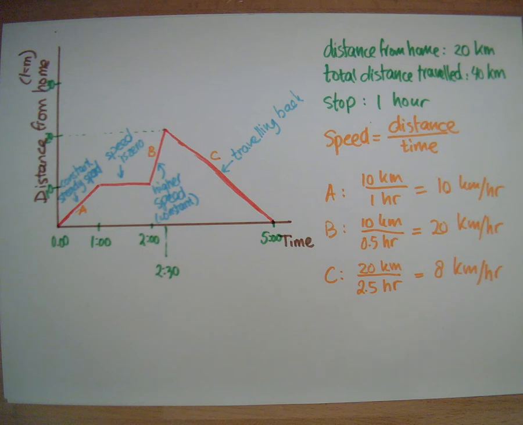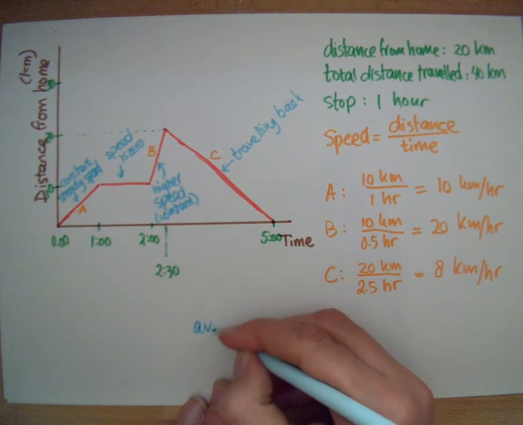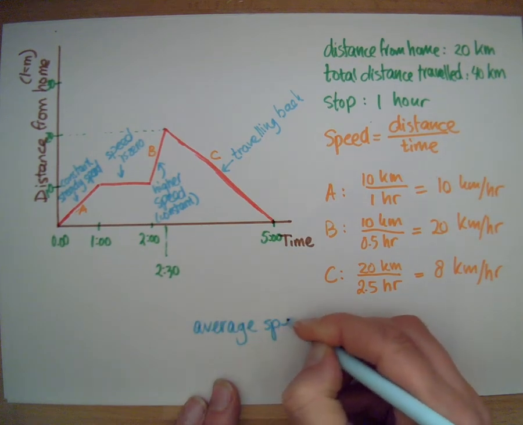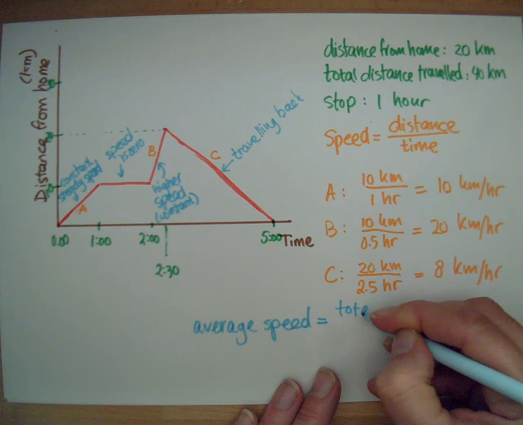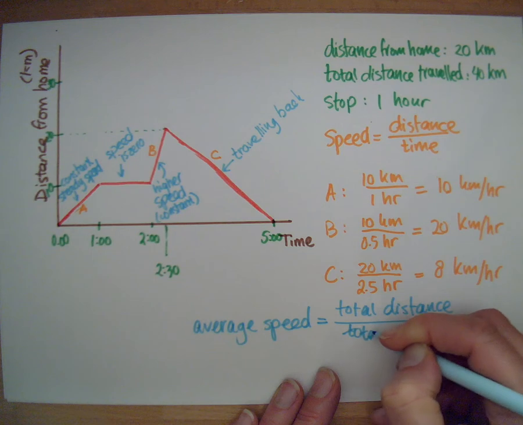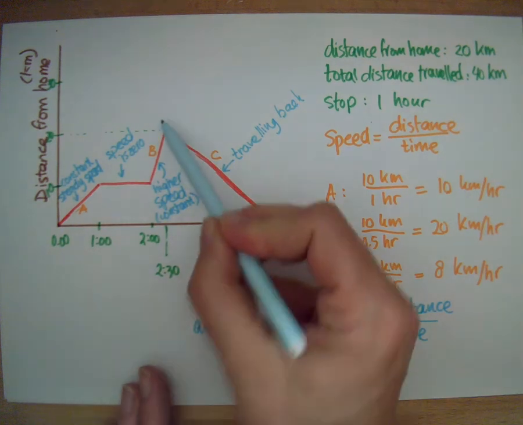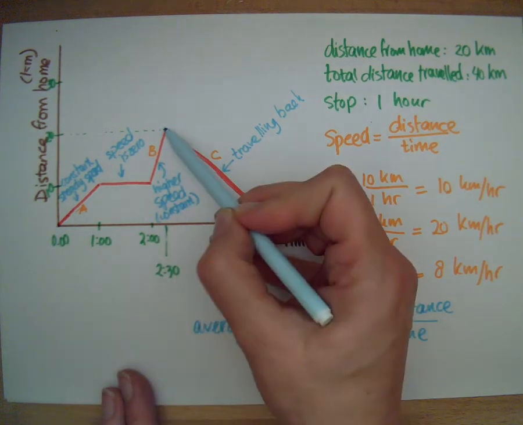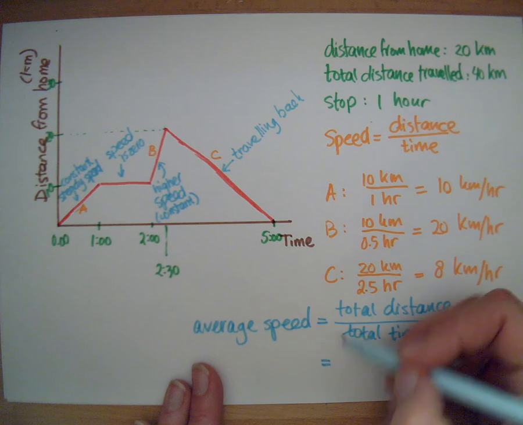Yes? We can also ask ourselves, what is the average speed along this journey, the journey there and back? Average speed is not more complicated than just saying the total distance traveled divided by the total time taken. Yes? Which equals, what is the total distance that we traveled? It's not 20, because 20 got us 20 kilometers away from our house, but we also traveled back. So we traveled a total of 40 kilometers.